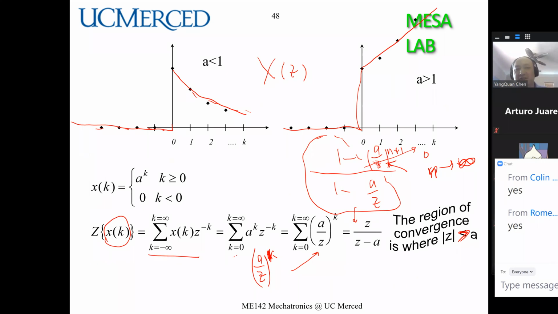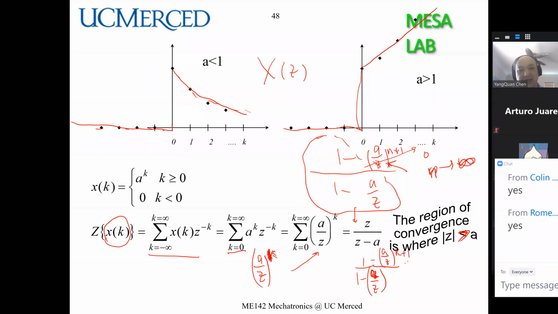According to the definition, you start from 0. Then you have a divided by z to the power of k. Then you have a similar one. So this is actually 1 over 1 minus a divided by z. So actually you have 1 minus a divided by z to the power of k plus 1, as k goes to infinity. This one is 0 when a divided by z is less than 1. In other words, z should be greater than a. That's the region of convergence. Otherwise, it's not going to happen.